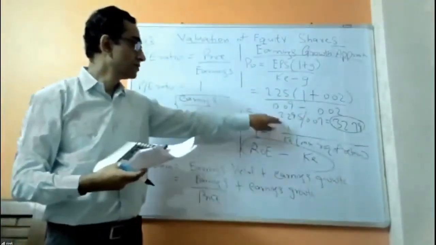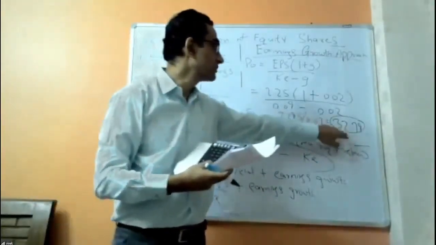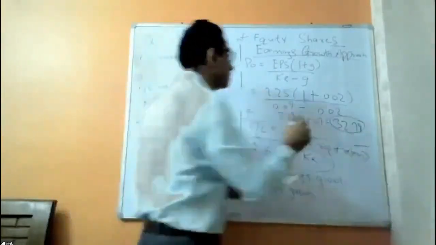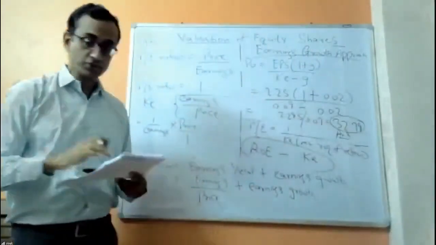We put the figures into the formula. We arrived at 2.295 upon 0.07. That is 32.79. The answer is 32.79 as per the earning growth approach.